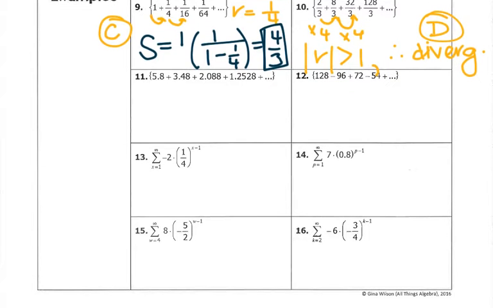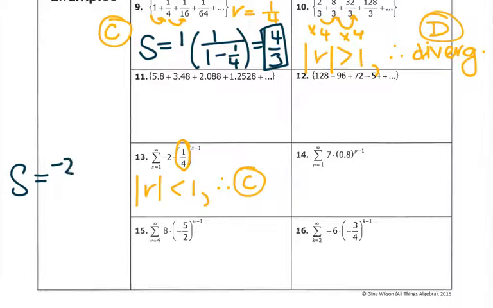Now let's take a look at 13 and 14. When this is in summation notation, it's actually even easier to notice if the series is converging or diverging, because the summation notation gives us R. The absolute value of R here is less than 1. Therefore, the series converges. And we want to find what that sum is. So S is equal to our initial value, negative 2, times 1 minus the R value to the, oh, nope, I was using our finite formula.